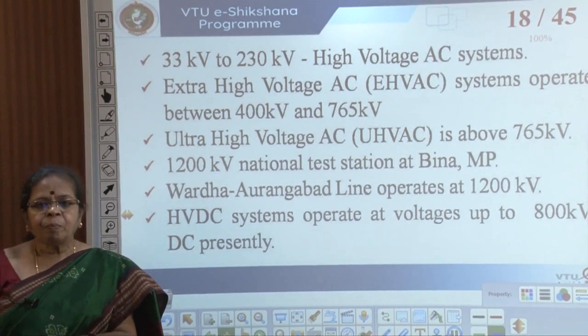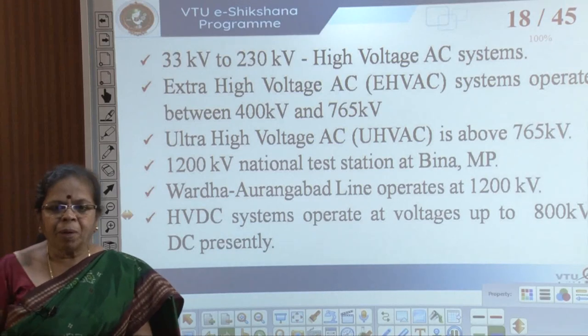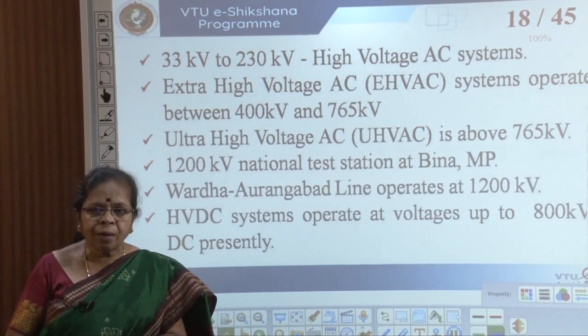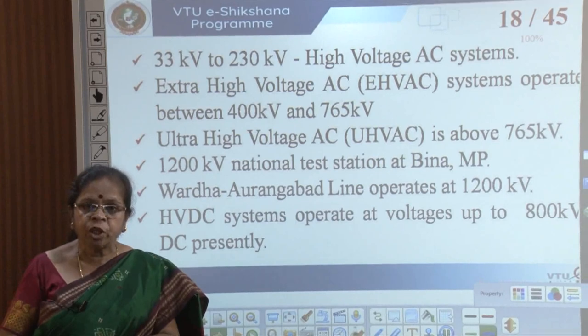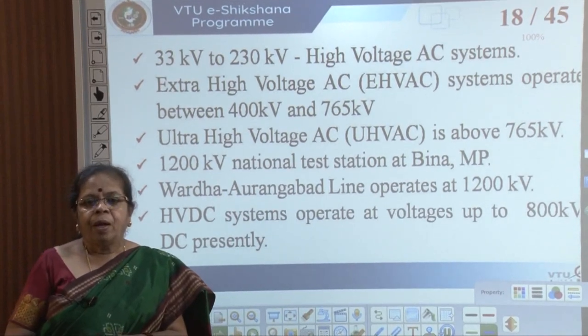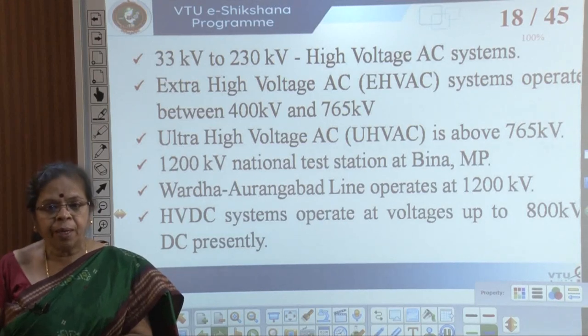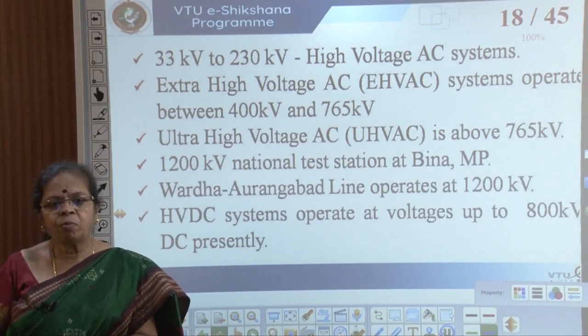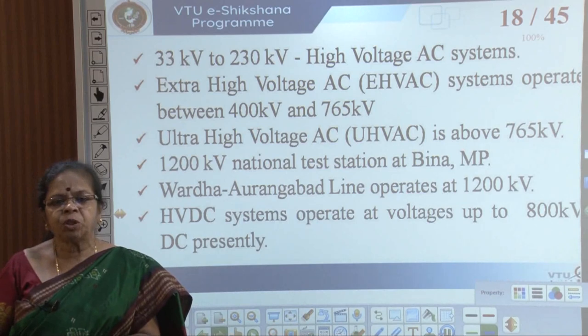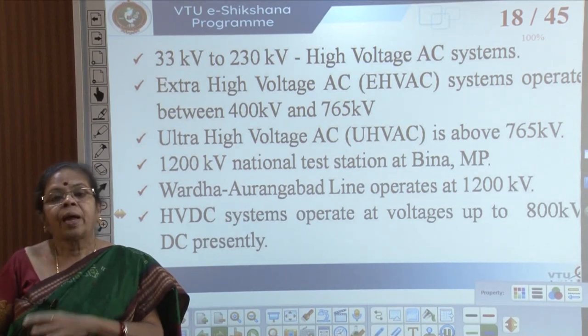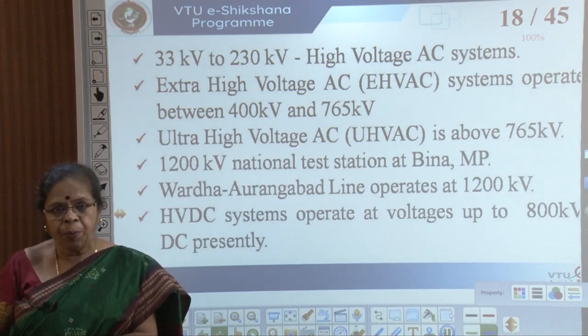And in India, in Bina, in Madhya Pradesh, we have a 1200 kV test station. And the Wardha Aurangabad line operates at 1200 kV. And today we have HVDC transmission lines operating at voltages up to 800 kV and plan to go up to 1000 kV.